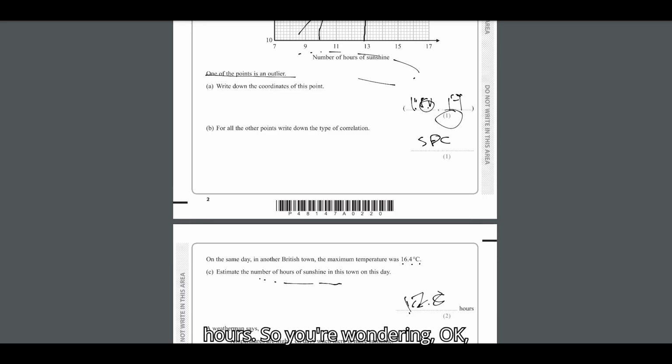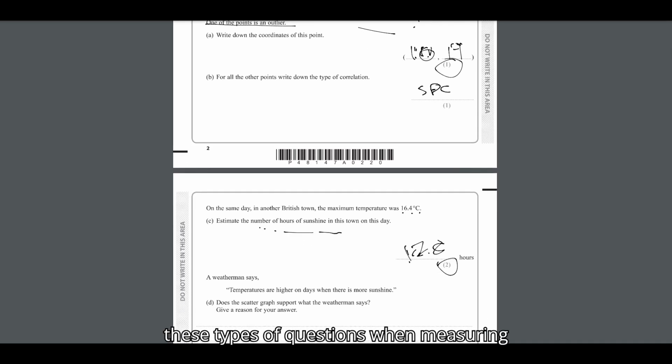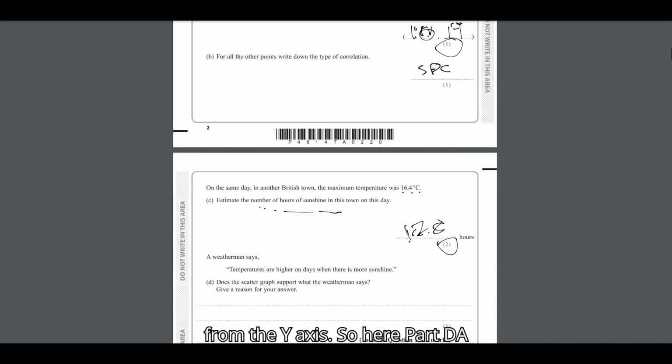So you're wondering, okay, does it have to be accurate? No, it doesn't have to be accurate. It just has to be around a certain boundary. In this sense, I'm pretty sure it has to be between 12.5 and 13, as that's more of the acceptable boundary it should be at. However, any values ranging within those should be perfectly fine. If you have a ruler, it will be much more useful, as it will give you a more accurate answer. However, you have to draw the line of best fit for these types of questions when measuring from the y-axis. So here, part D.